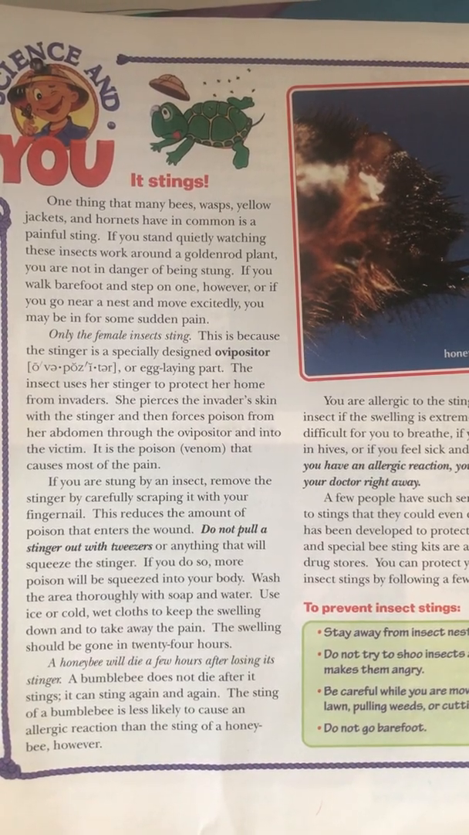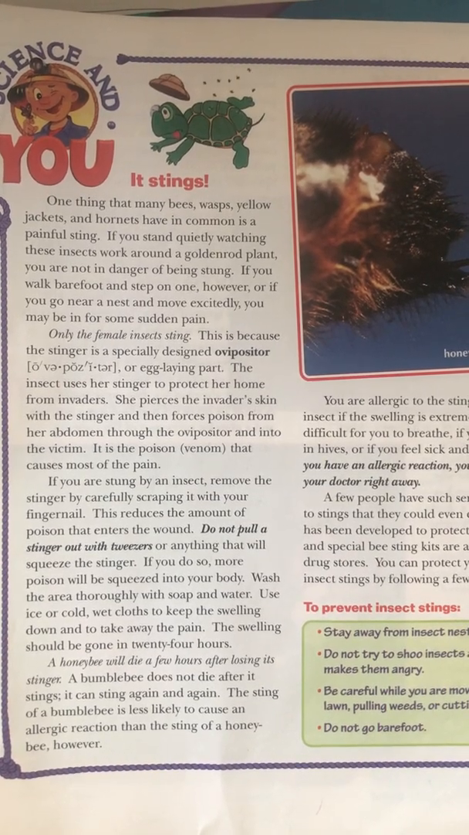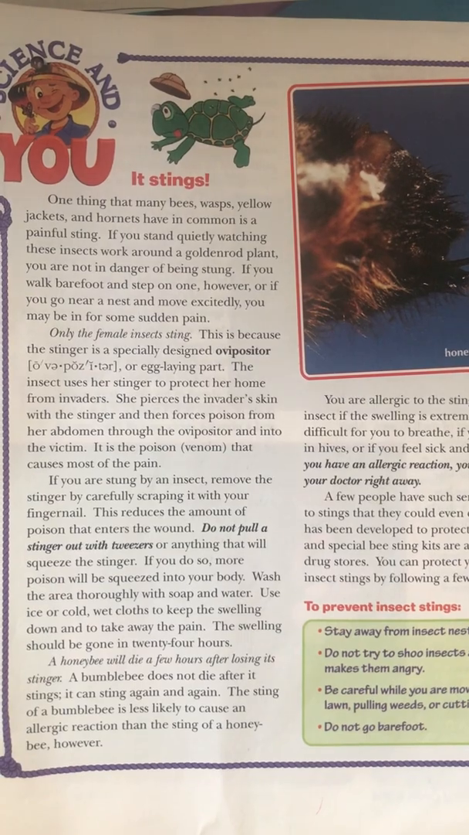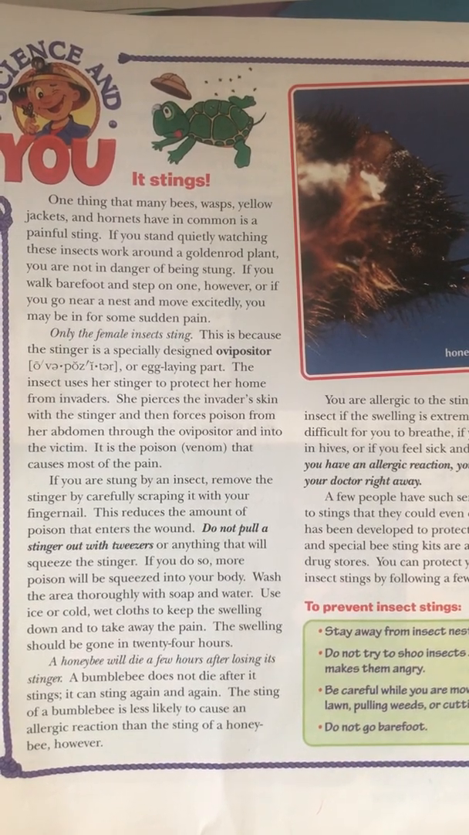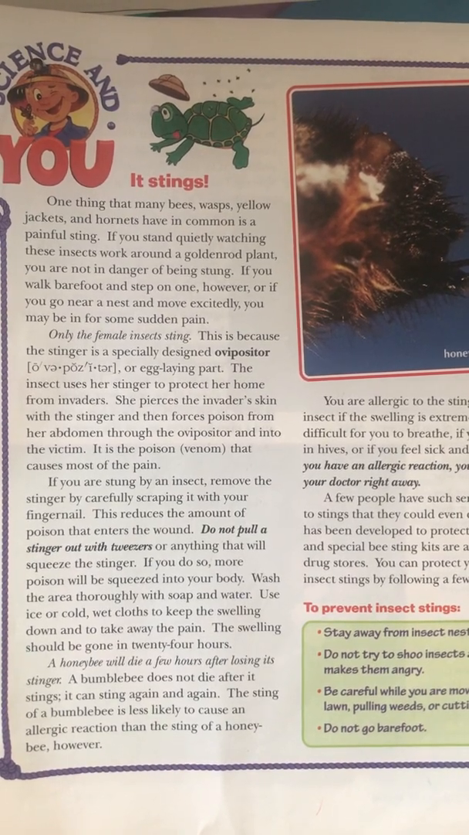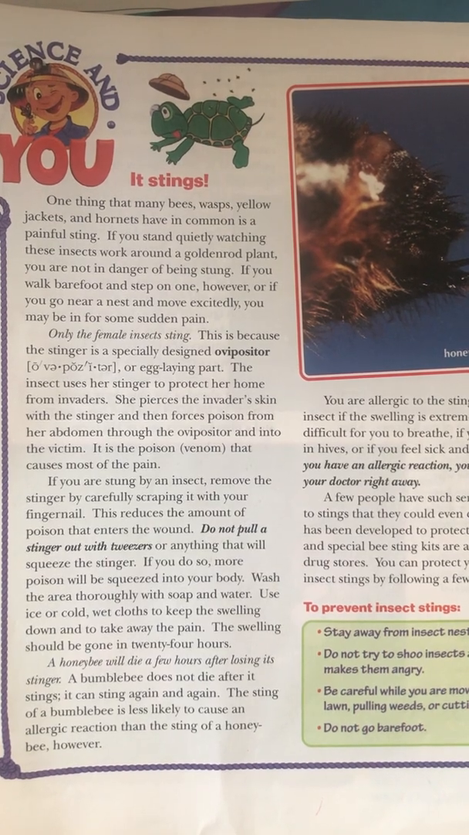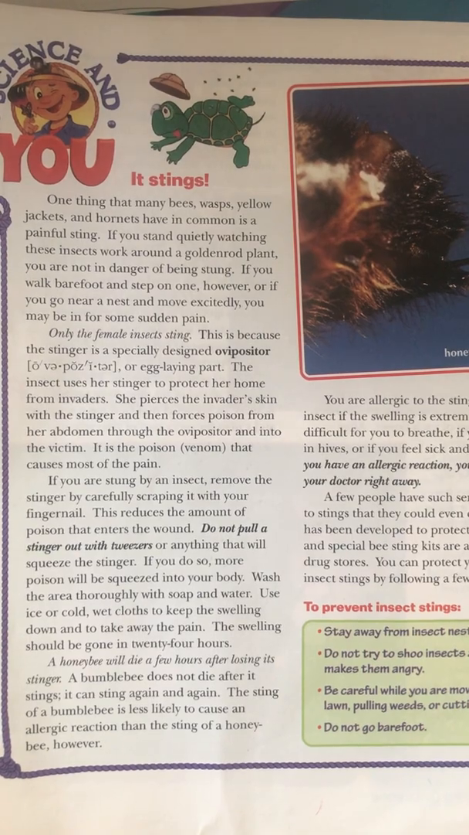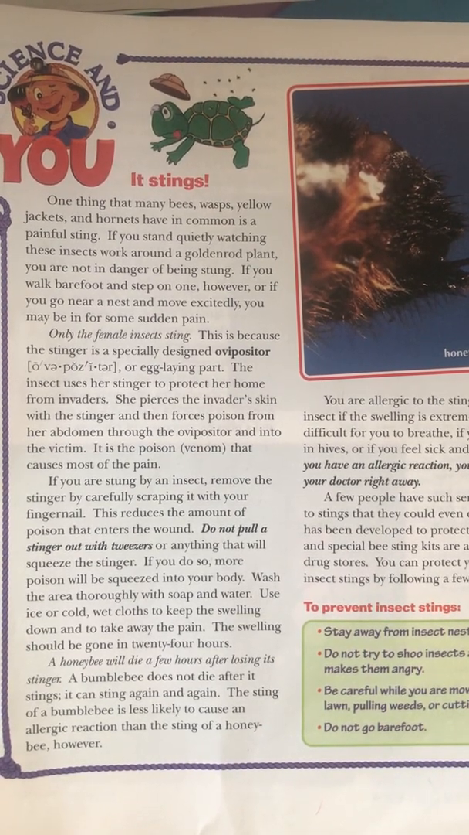She pierces the invader's skin with the stinger and then forces poison from her abdomen through the ovipositor and into the victim. It is the poison, venom, that causes the most of the pain. If you are stung by an insect, remove the stinger by carefully scraping it with your fingernail. This reduces the amount of poison that enters the wound. Do not pull a stinger out with tweezers or anything that will squeeze the stinger. If you do so, more poison will be squeezed into your body.